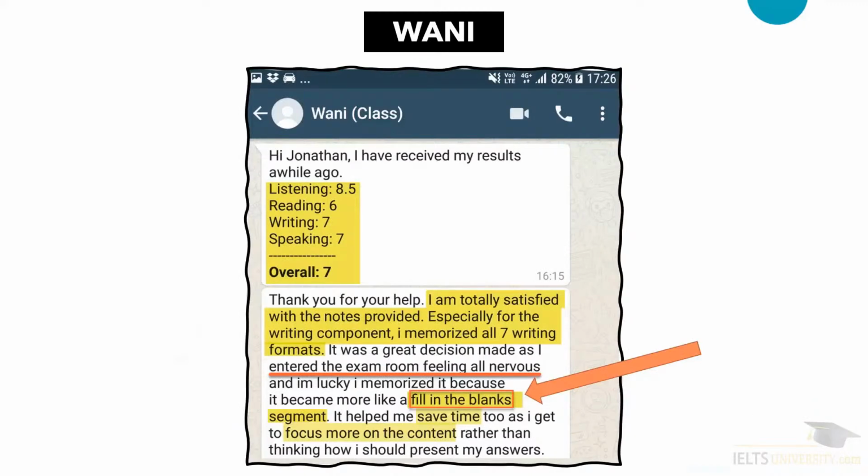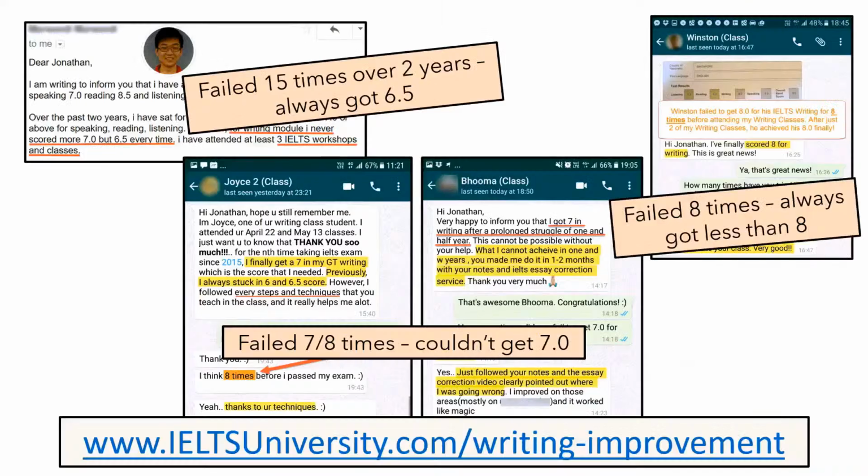Wani did the same thing, okay? Memorize all the writing formats, and then again, it was like fill in the blanks, okay? So it saves you time so that you can focus on your ideas and other parts of the content. It helps you to improve your writing.